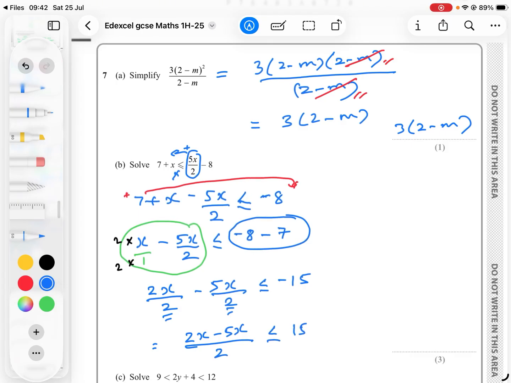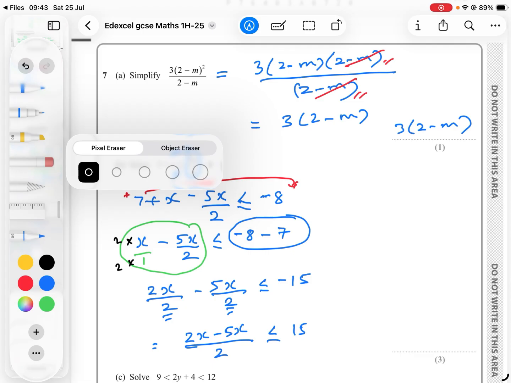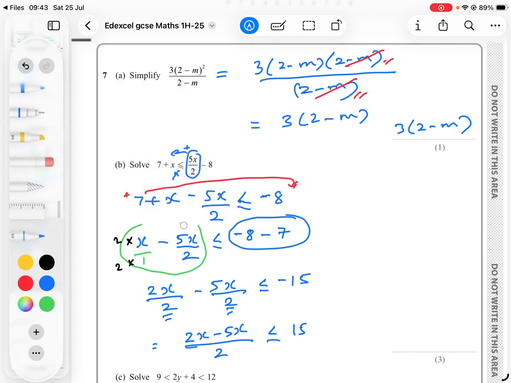Now I'm going to remove this one. You don't need it now. This is only for explanation.